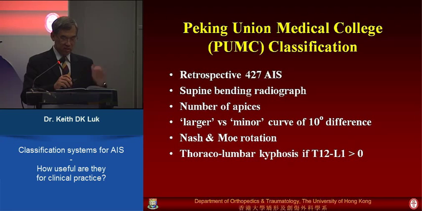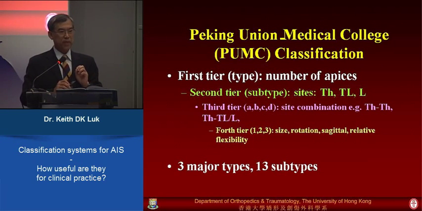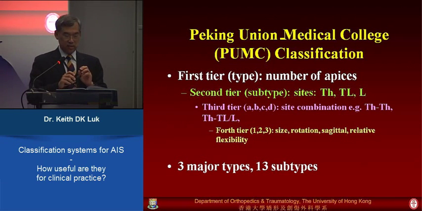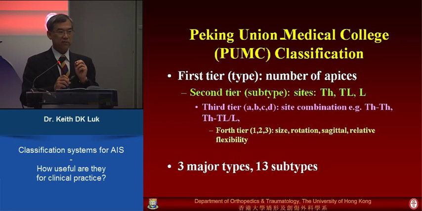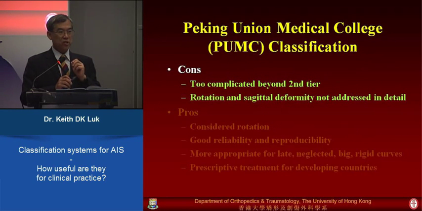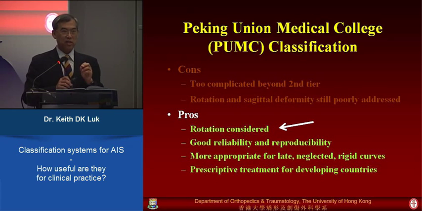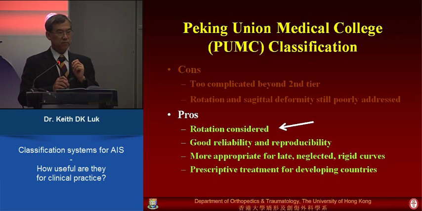After the first 2 tiers, you will not remember what you were doing. But the advantage of this grouping is that it starts to address the rotational element. It starts to address the rotation component of the curve, which is not exactly mentioned or emphasized in the Lenke classification. So the good thing about this, the bad thing about this is it's too complicated to be used clinically. But the concept is good. It starts to address rotation and sagittal deformity, which were not addressed in the previous ones. Okay.